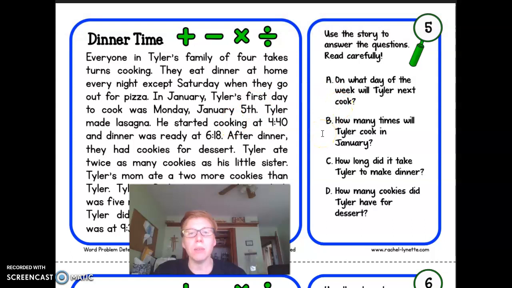And it says, how many times will Tyler cook in January? Well, that's an interesting question. So if there's 4 people in the family and they take turns cooking every day except Saturday, and his first day of cooking was Monday, January 5th, how many times is he going to cook in the month of January?